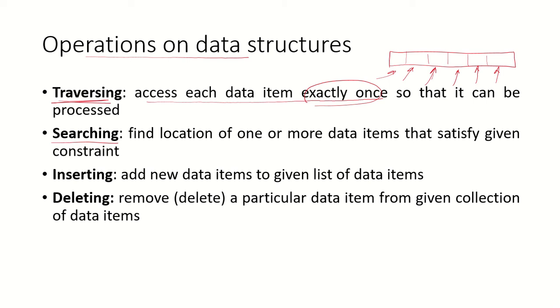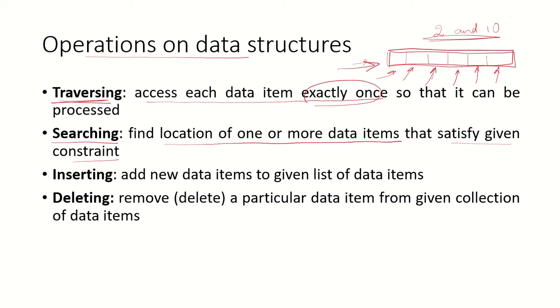Search operation. Search operation means finding the location of one or more data items that satisfy a given constraint. Suppose you are given a task of finding all elements in an array which are between 2 and 10. That means you have to find all data items which are between the values 2 and 10. In that case, you will have to traverse this array and all its data items.